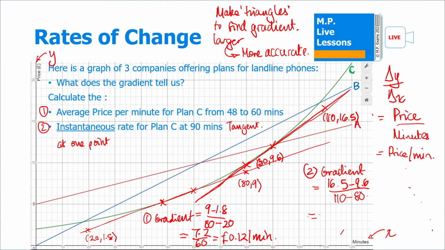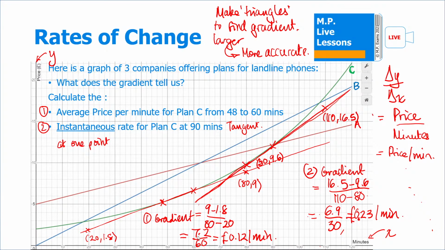Which is 6.9 divided by 30, which gets us 0.23 pounds per minute. So these little gradients tell us how expensive each minute is from the landline company.